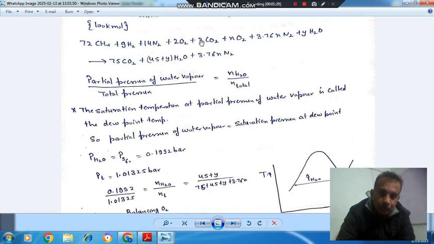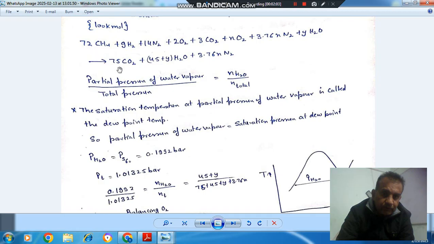Suppose X kilomoles of O2 is used, or we can say X plus 3.76 X moles of air is used, because the air amount is this. As moist air is used, there will be some water also in it, so we have Y kilomoles of H2O. So this is the reactant side, and the end products are given as CO2, H2O and N2.